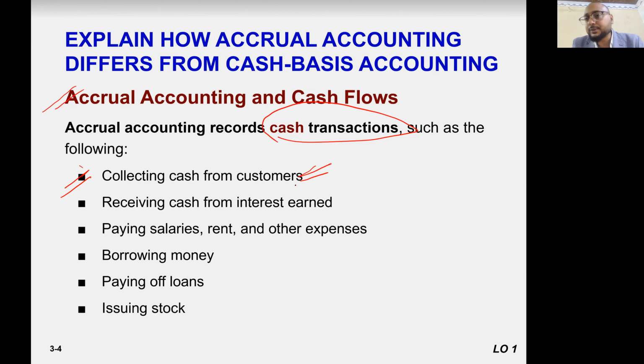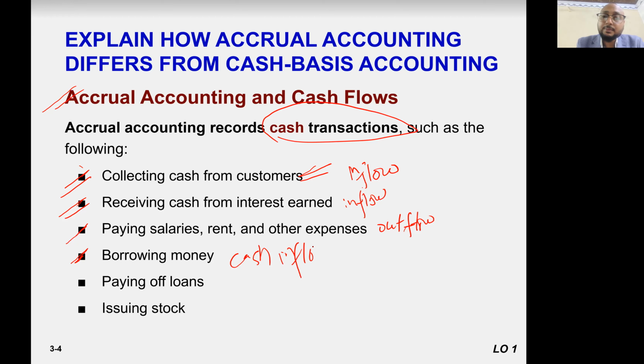When you are collecting from customers, when you receive interest income, all these are inflows, cash inflow to the business. Now, when you are paying cash, for example, paying salaries, that is outflow, expenses and all those stuff, right? When you are borrowing money, which means cash is coming into the business, this is cash inflow.